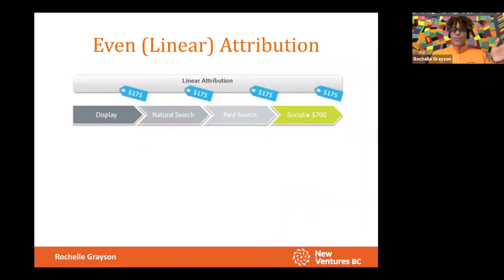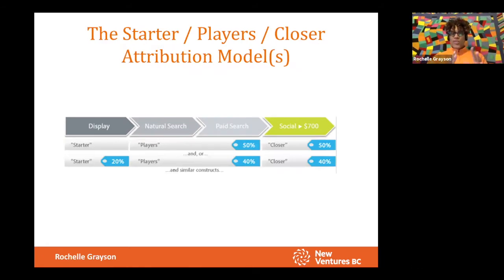There's what we call linear attribution, where we say, let's just do it linearly. So in this case everybody gets a quarter of that sale. $175 gets attributed to each one of these channels. Again, there's nothing wrong with it. It's just a preference of looking at it. And then there's what we call starter, players, and closer attribution models. These are a lot more flexible, and I would say can also be customized. The starter is that first exposure, that first thing that triggered interest. Closers are literally the last thing that closed the deal. And players are everything in the middle.